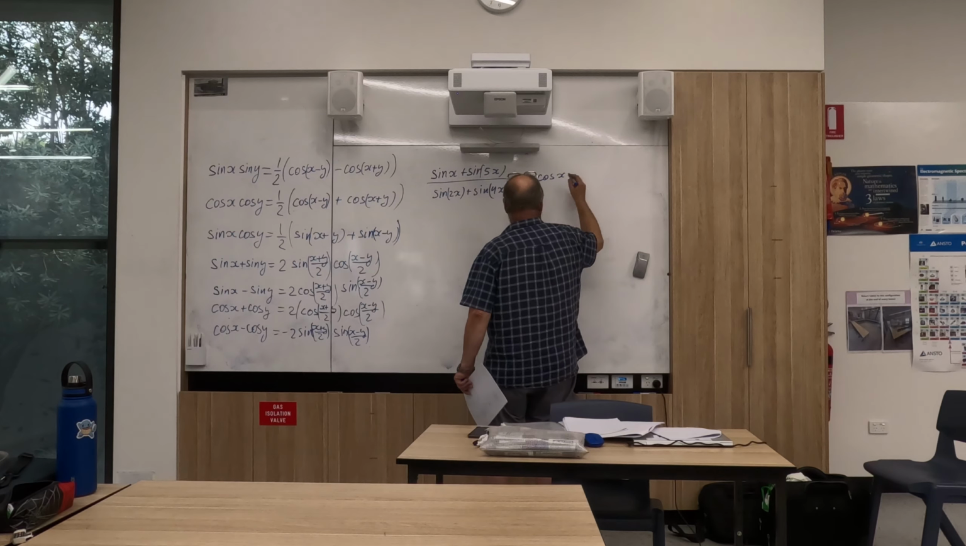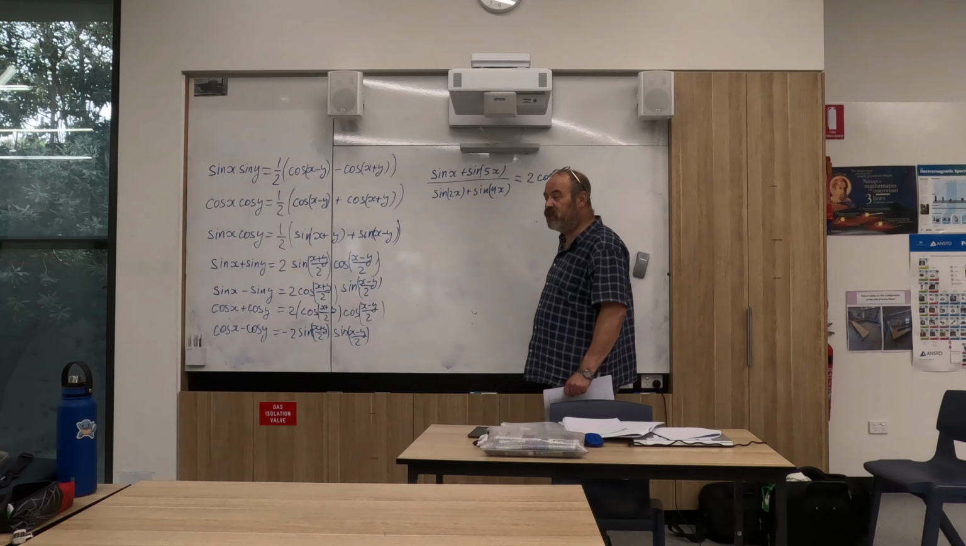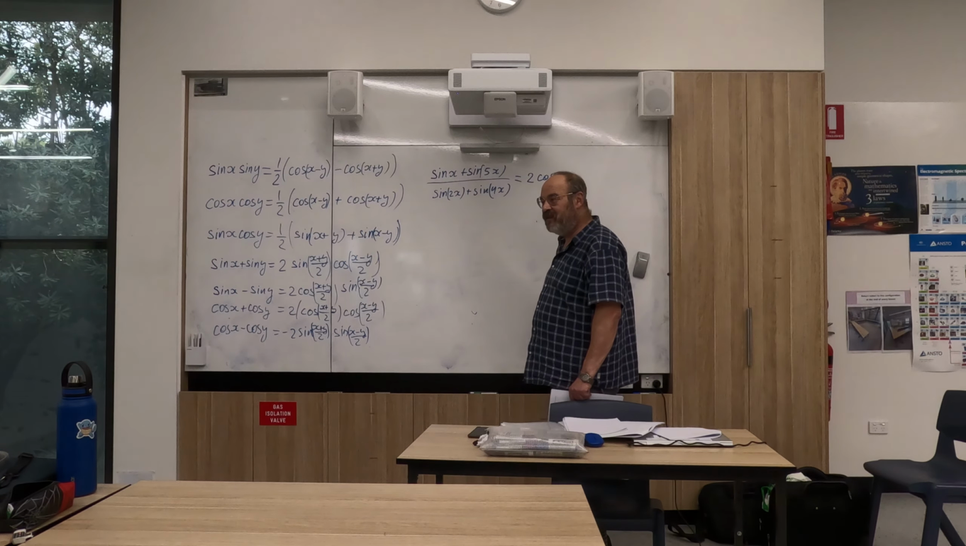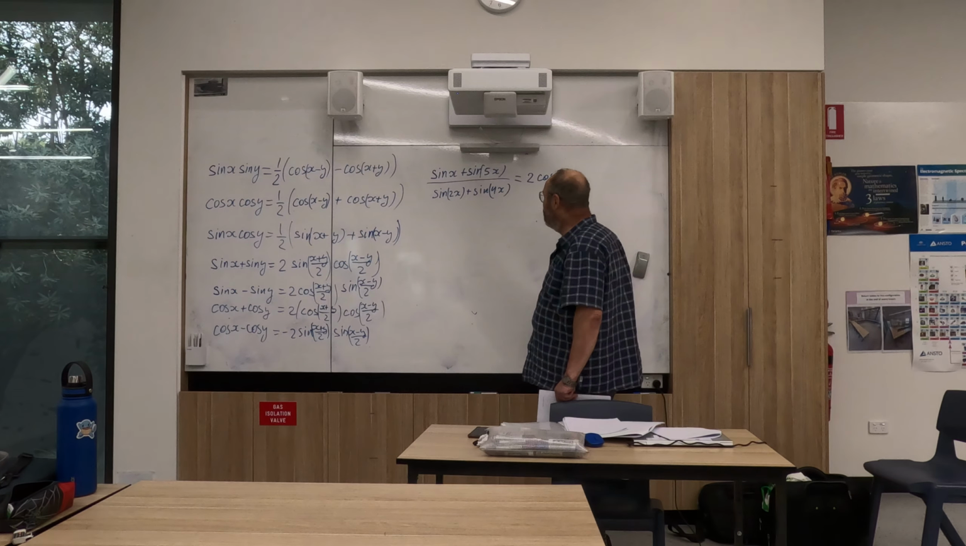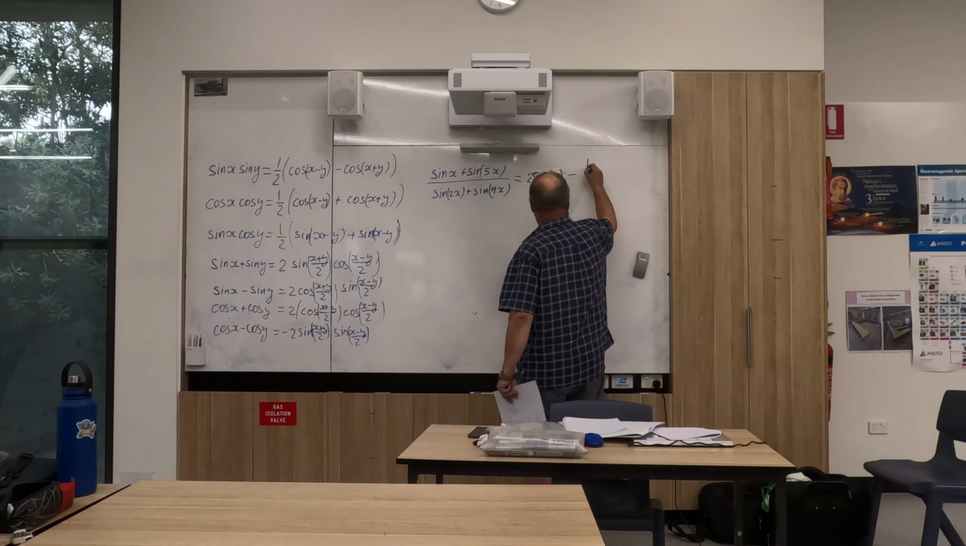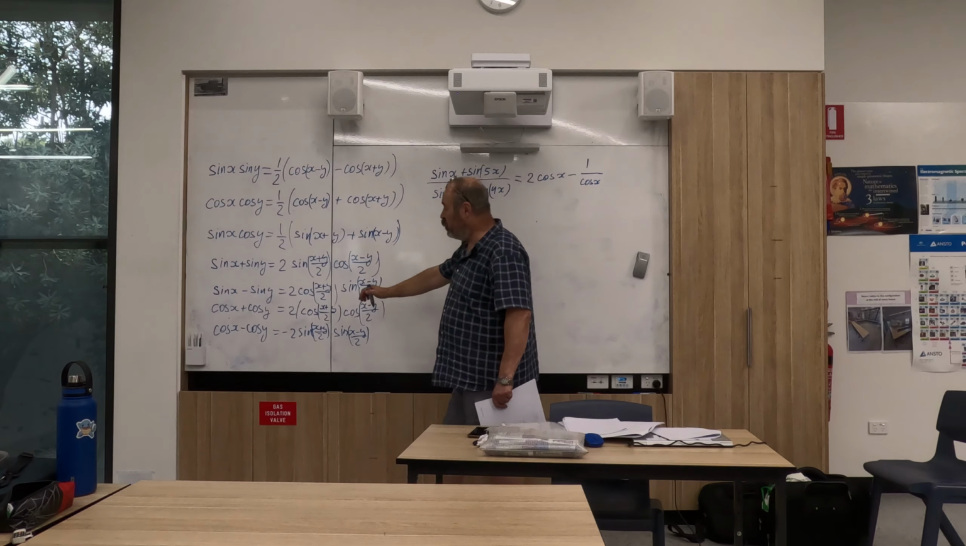minus secant x. What is secant x? Secant is 1 on cos, so minus 1 on cos x. Okay, tell me what we'll be using this formula.